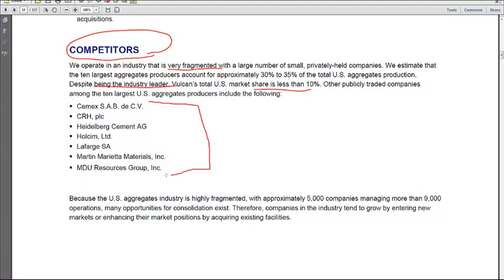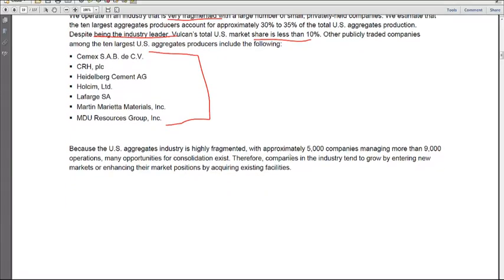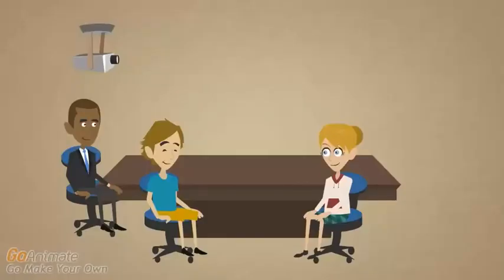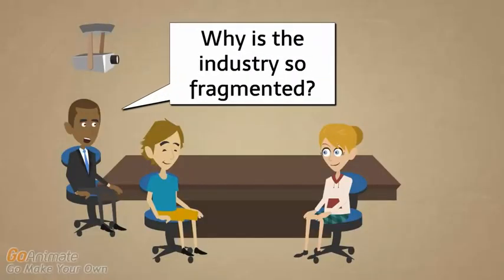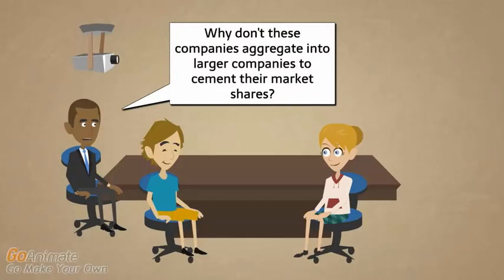So there's a bunch of other public companies that compete, but really it's about 5,000 companies that compete with them, and they say there's many opportunities for consolidation to exist. Why is the industry so fragmented? Why don't these companies aggregate into larger companies to cement their market shares?